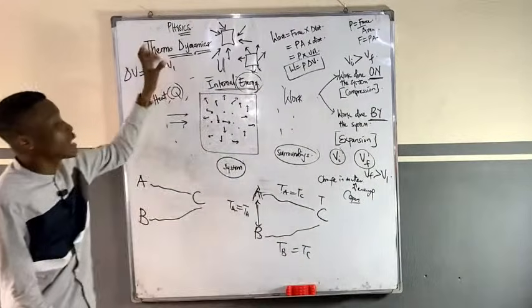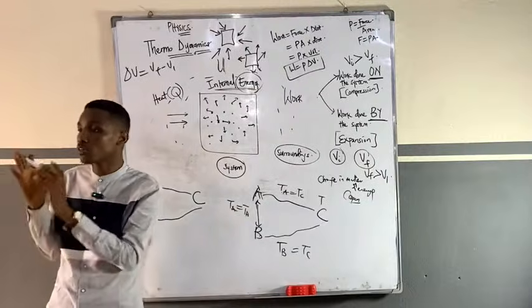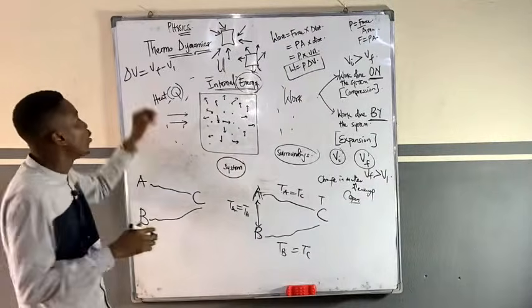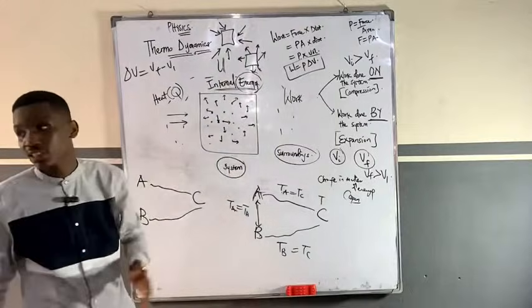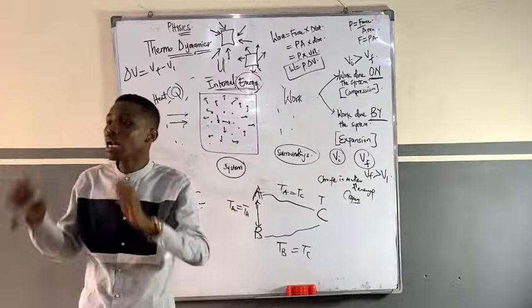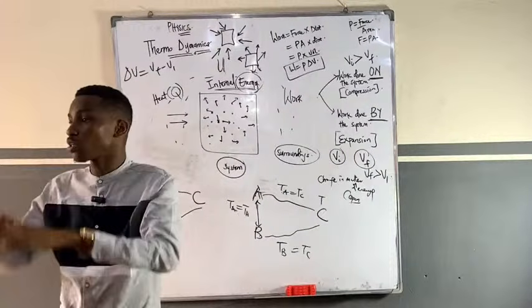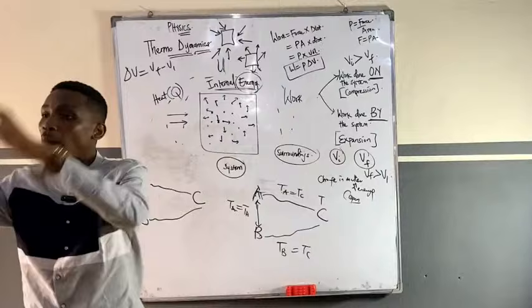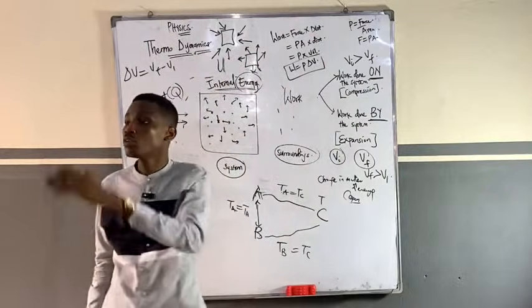All right, so like I said earlier, thermodynamics is a study of the relationship between heat and other forms of energy. So the board is our system. Any other thing that is not the board in this class is a surrounding. Are we together? This class is a surrounding. So when I'm studying a particular part of the universe, that part of the universe I'm studying is called what? A system. Anything outside it is called surrounding.